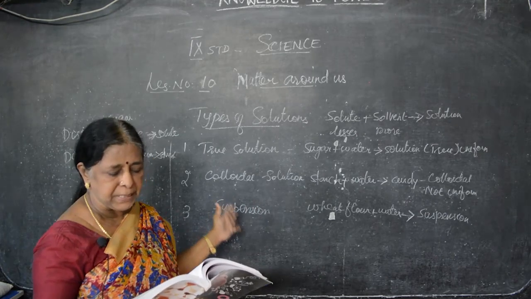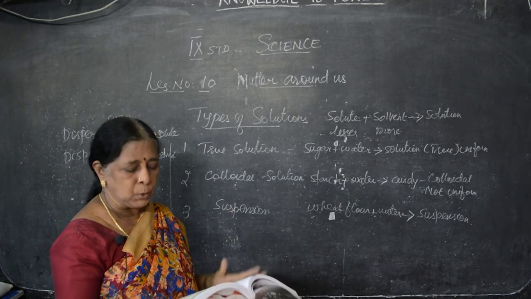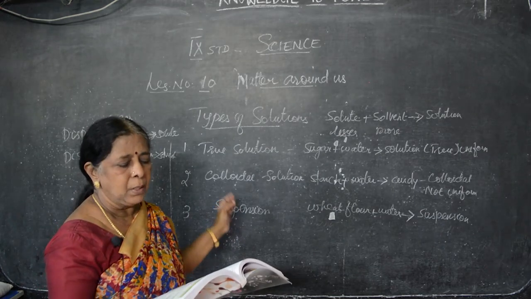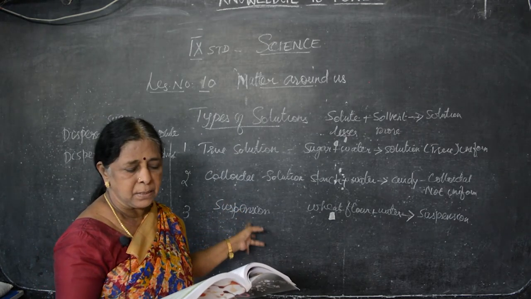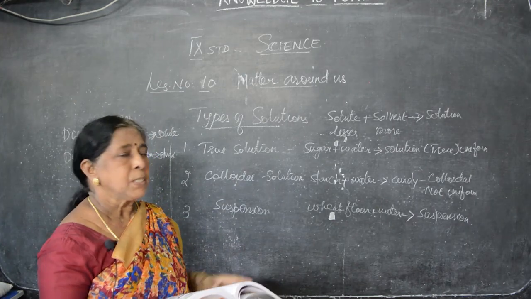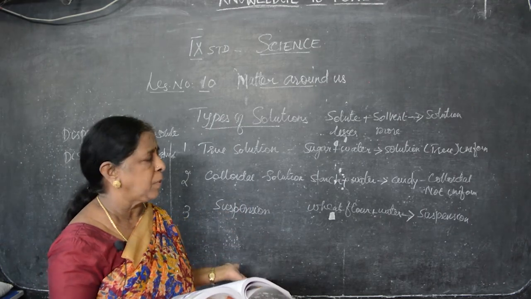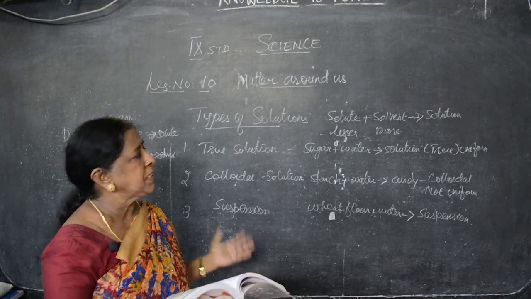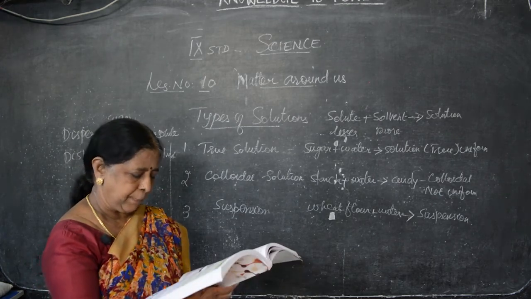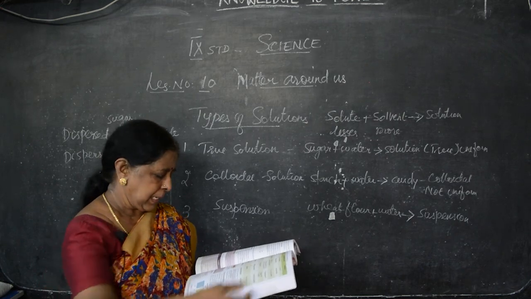Brownian movement may be seen in suspension. In colloidal solution it can be seen. In solution, we cannot see the Brownian movement. Nature of the solution: suspension is heterogeneous, colloidal is also heterogeneous, and solution is homogeneous. Uniform means homogeneous; not uniform means heterogeneous. So suspension and colloidal solution are heterogeneous, and this one is homogeneous. This Tyndall effect, Brownian movement and all, we observe every day in our classes.